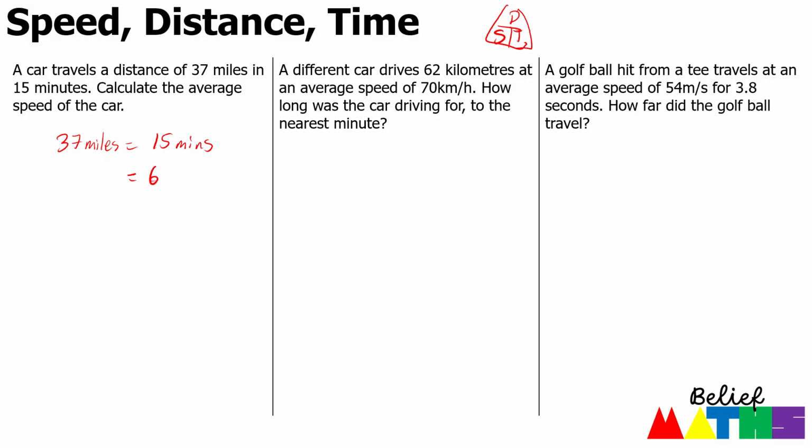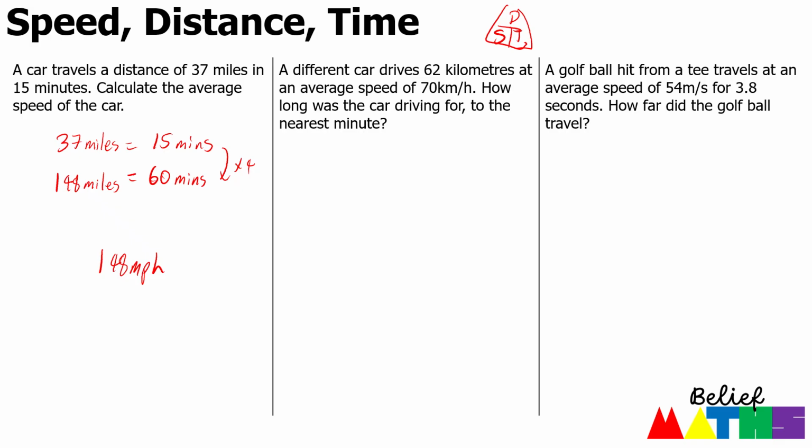Well, in an hour, there's 60 minutes. So all I'm doing here is I'm timesing by 4. Okay, so 37 times 4 gives you 148 miles, which means that the car is traveling at 148 miles per hour. Okay, now obviously that's quite a fast speed, not very realistic, but again, for the object of this, it just shows you a way that you can lay it out.